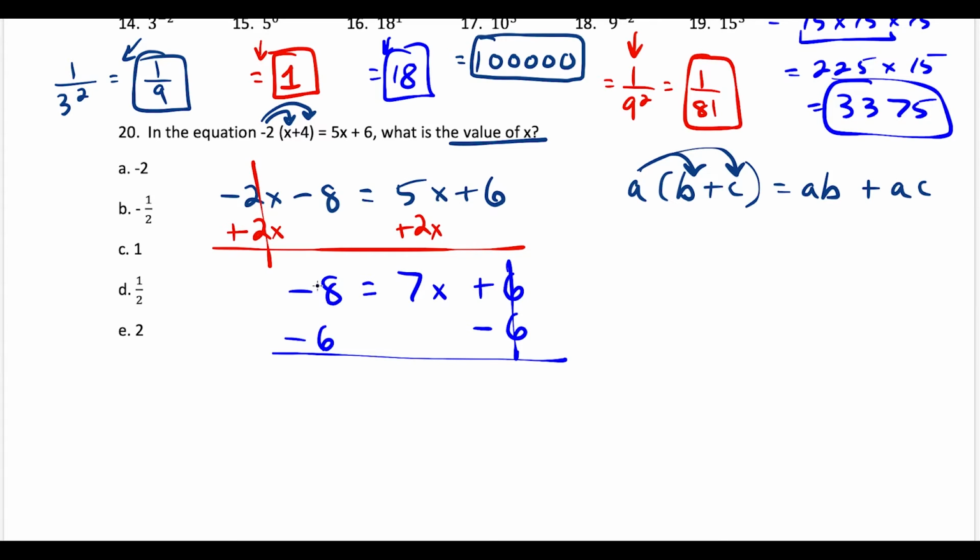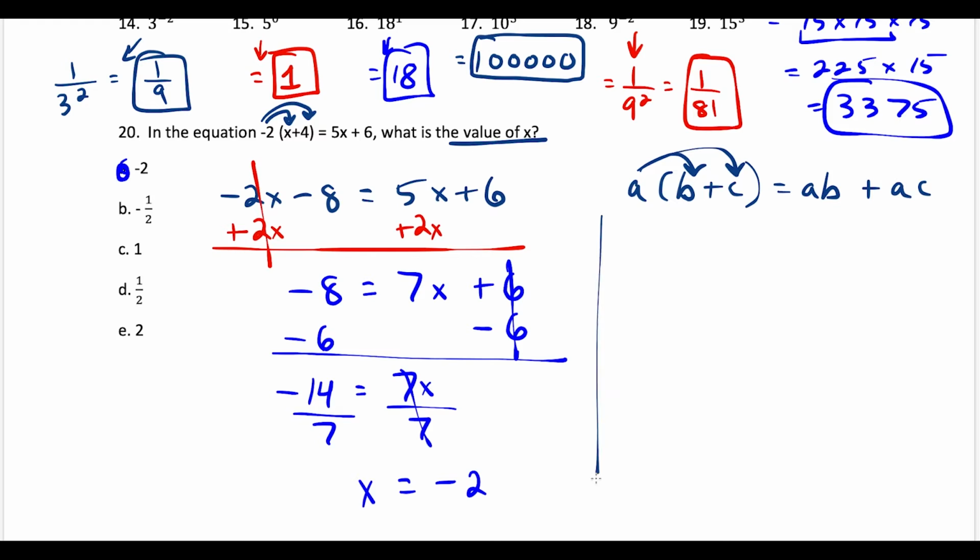So now we have negative 8 minus 6, that's negative 14, equals, and we have 7 times x. And now from this step here, to solve for x, we're just going to divide both sides by 7. And now x equals, we have negative 14 divided by 7, and that's going to be negative 2. And this is going to be choice A.